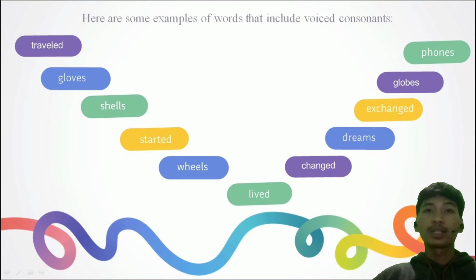Here are some examples of words that include voiced consonants. First is traveled, second is gloves, next is sell, started, wells, live, change, dreams, exchange, ponds.